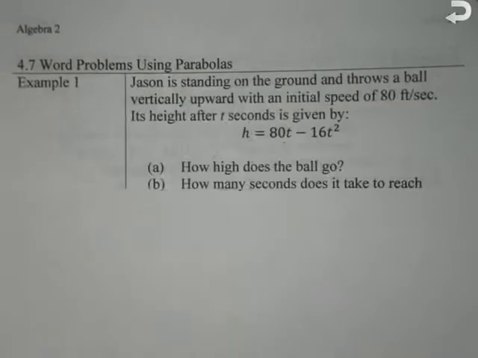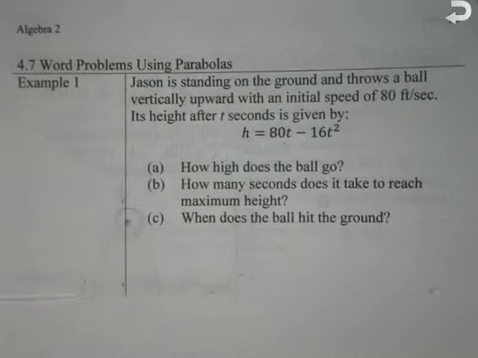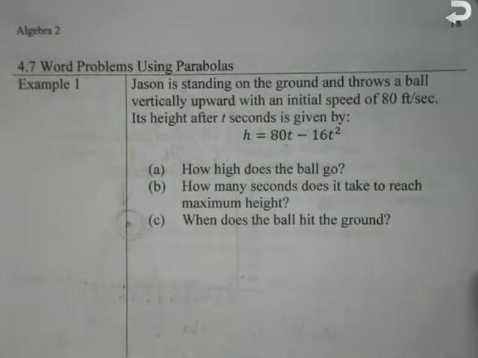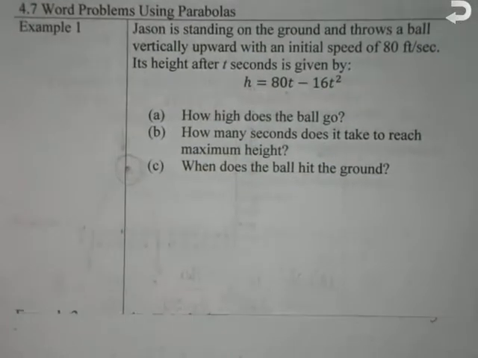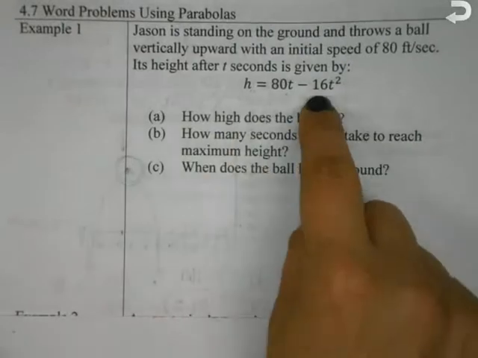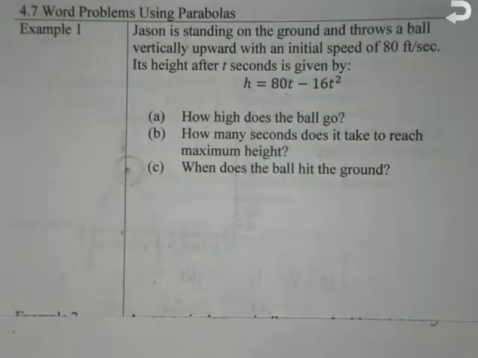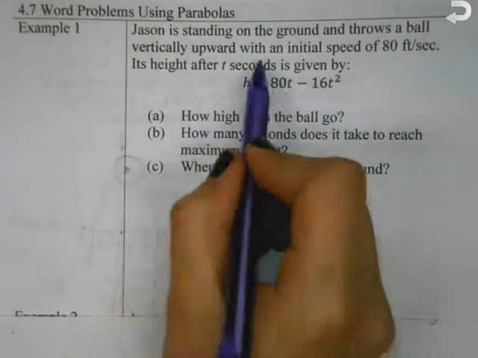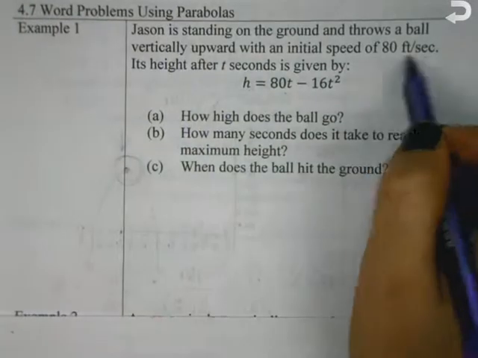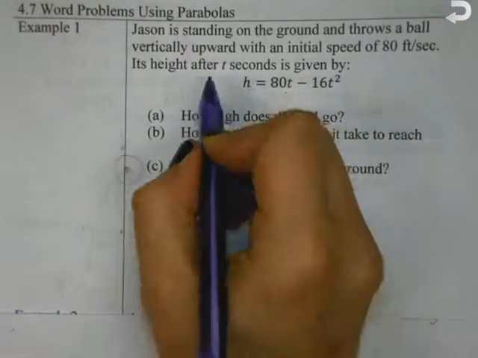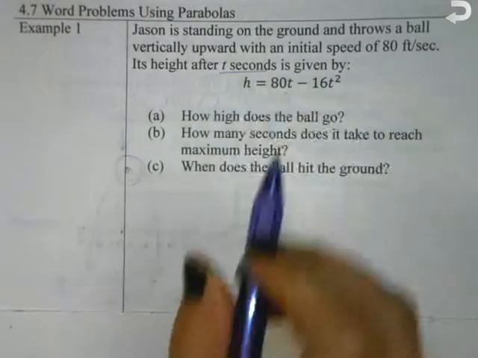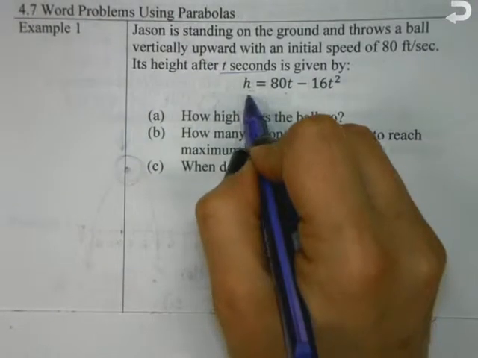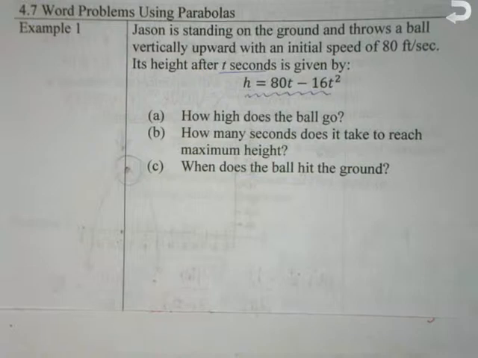So, example 1, we're throwing a ball. Now, like I said, you don't have to write the problem, just the formula and what everything stands for. Jason is standing on the ground and throws a ball vertically upward with an initial speed of 80 feet per second. His height after t seconds is given by this equation. So here's the equation.